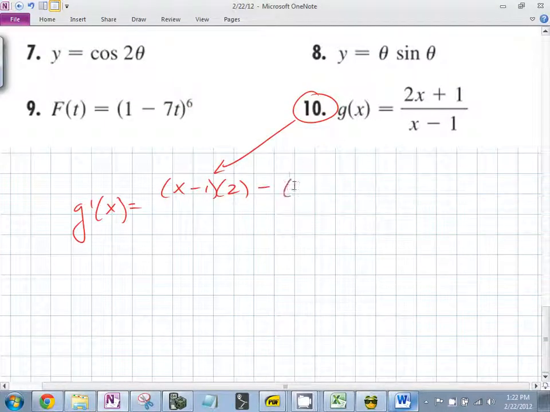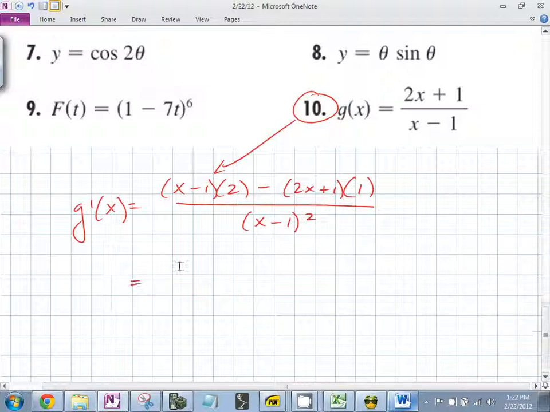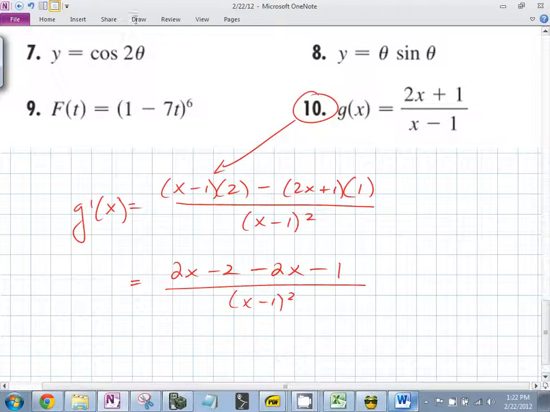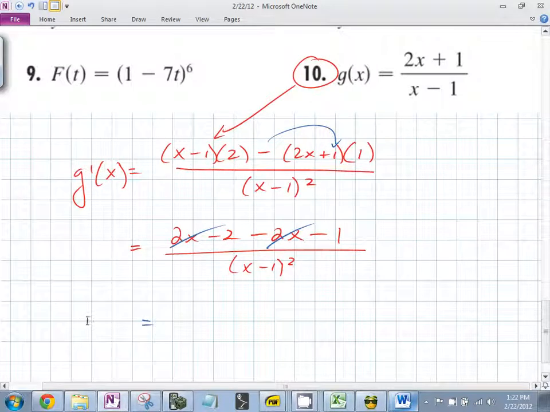Minus high d low, all over low squared. Let's clean this up first and end up with 2x minus 2 minus 2x minus... 1, right? All over x minus 1 squared. What cancels? Those cancel. It's not plus 1 because the negative goes in there. So you end up with g prime of x is equal to negative 3 over x minus 1 squared.